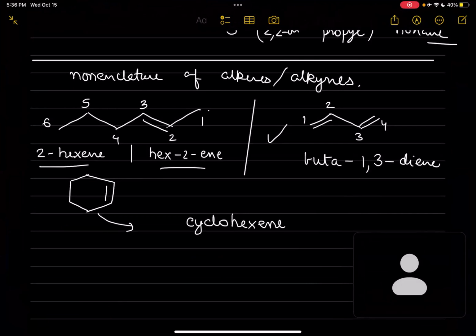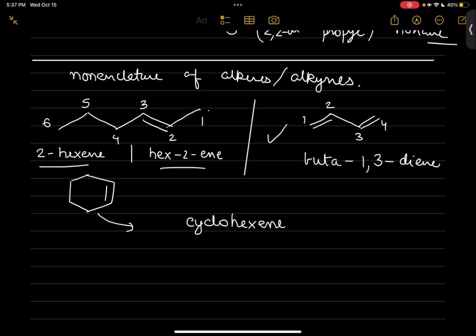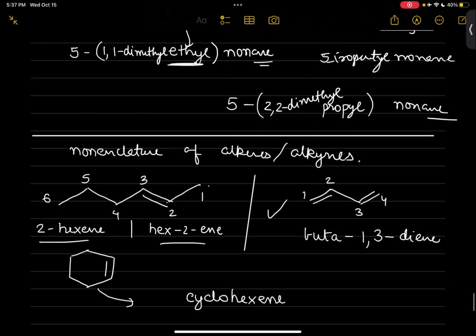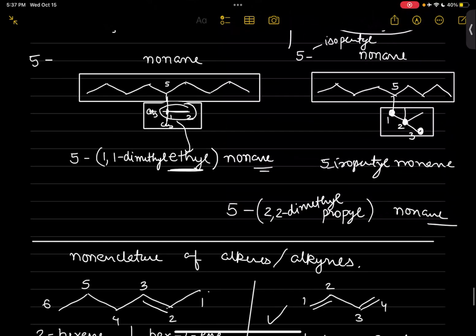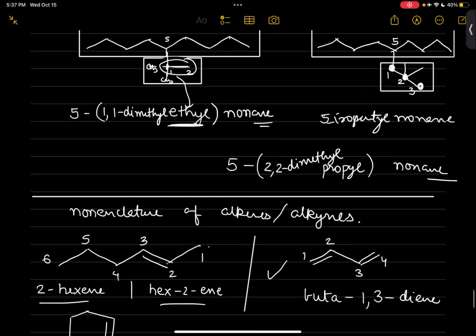We need to put the number on the parent chain. Why do we need to put the number? So that we can tell where the double bond is, where the triple bond is, where the methyl group is, where the ethyl group is, where the substituents are. That's what we need to consider. Got it? Yes, sir.